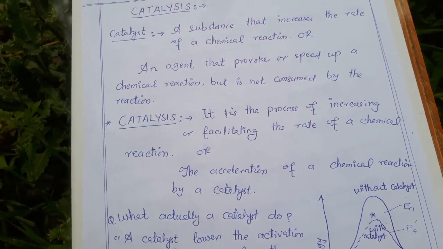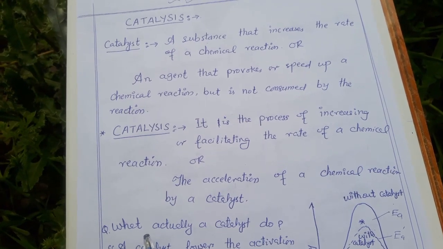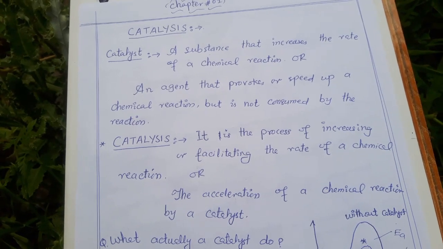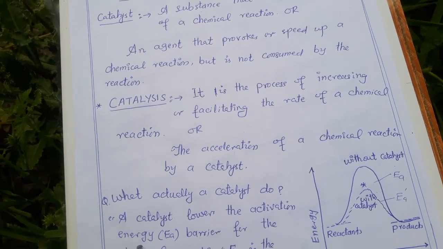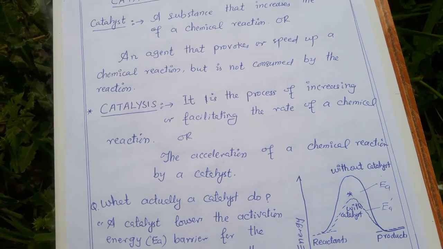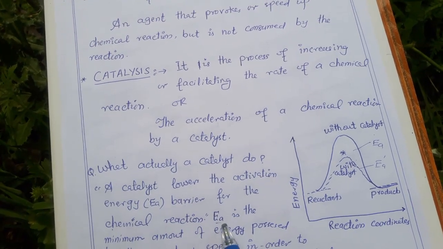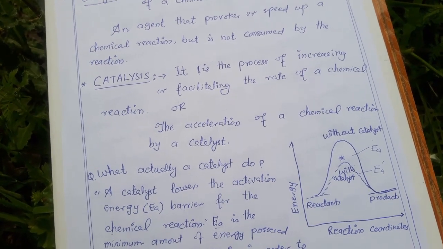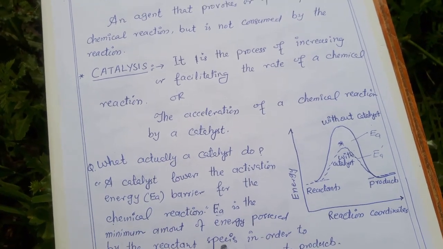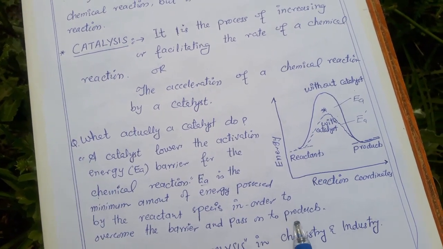There is a question in every person's mind: what does a catalyst actually do to a chemical reaction? A catalyst lowers the activation energy barrier for a chemical reaction. And what is meant by activation energy? Activation energy is the minimum amount of energy that must be possessed by the reactant species in order to overcome the barrier and pass on to products.